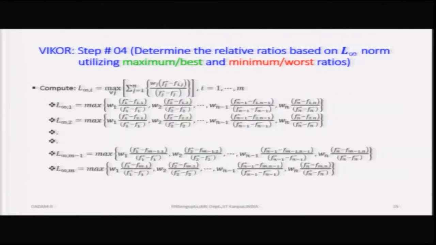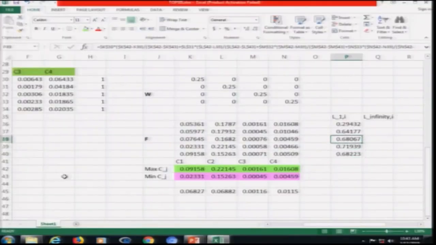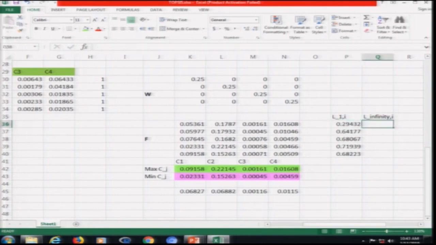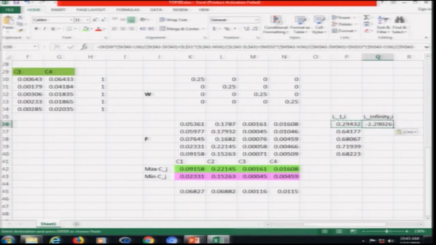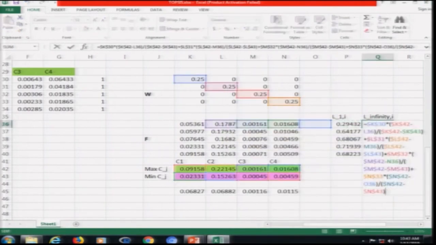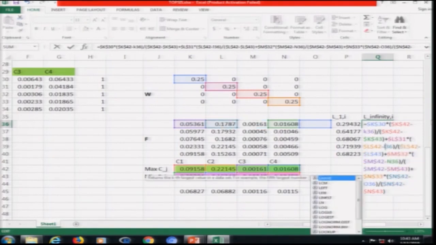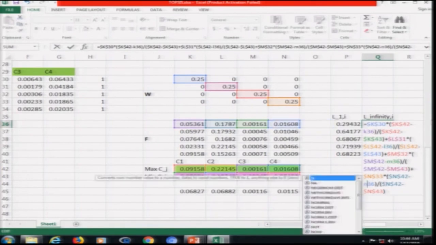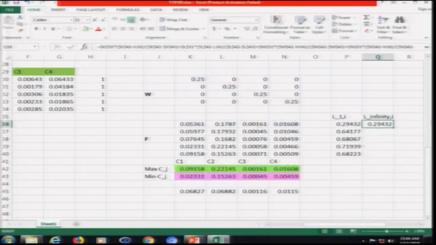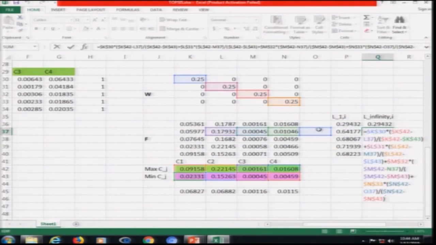Now, I go to basically the L infinity norm. That means I have to find out the maximum. So, I copy it accordingly and then I basically change it. I will tell you what I am doing. Let me copy it and then make it. So, these values, K, L, M, these are the values which are fixed. So I go here, let me change it accordingly. I think I can shift it here.